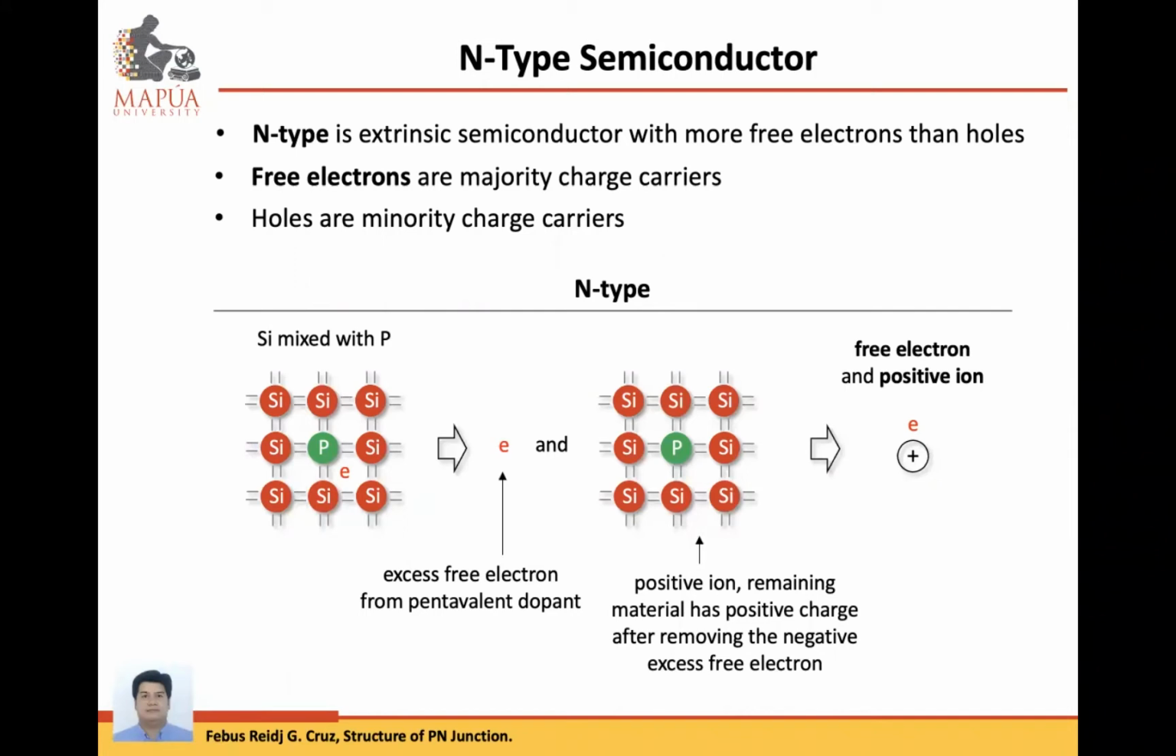So whenever I draw this, I am representing an N-type material, no? A free electron paired with a positive ion.